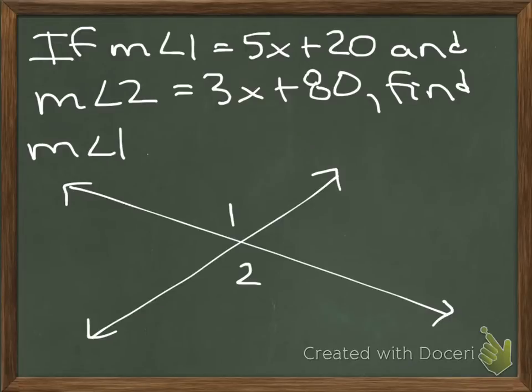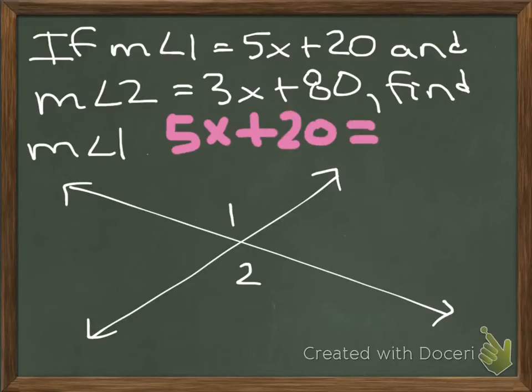Here we need to think about what type of angles 1 and 2 are to solve for x. And then we need to find angle 1. So 1 and 2 are actually vertical angles, which makes them equal to each other. So we're going to put 5x plus 20 equals 3x plus 80. And we're solving for x.